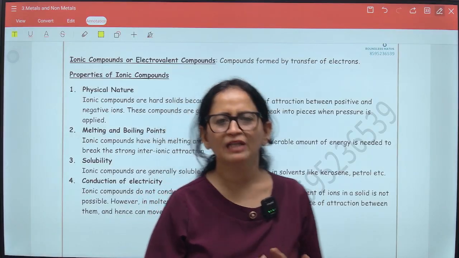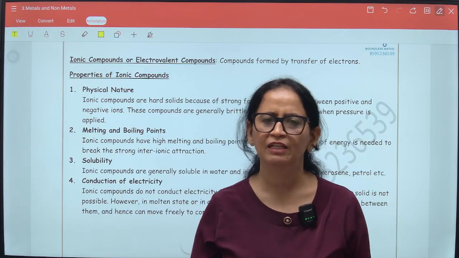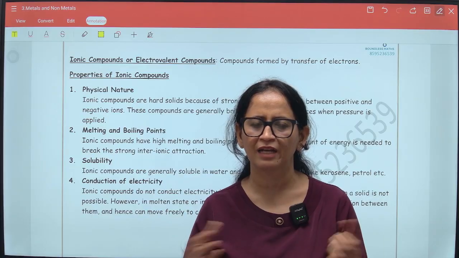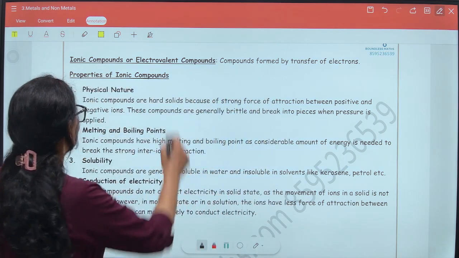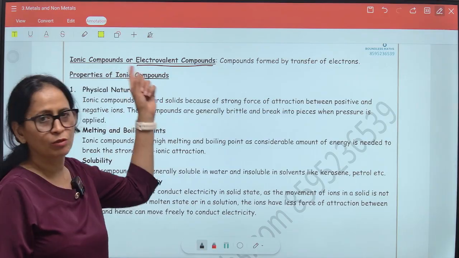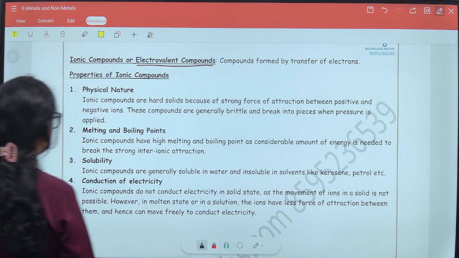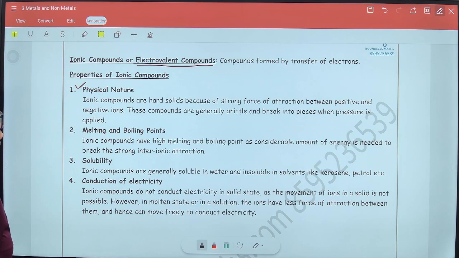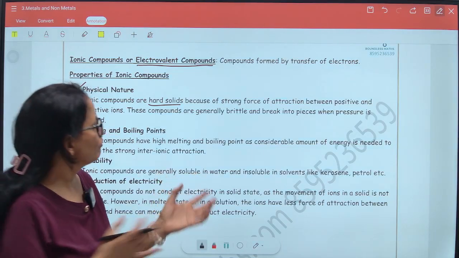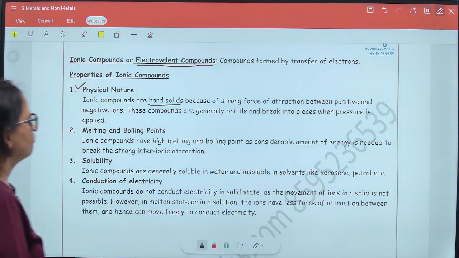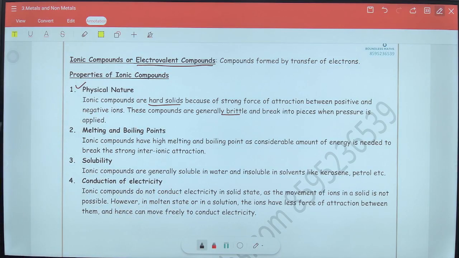These compounds are called ionic compounds because they are formed by transfer of electrons, and this transfer of electrons creates ions of opposite charges that get attracted to form these compounds. The other name for ionic compounds is electrovalent compounds. They are formed by transfer of electrons. So the first is physical properties. All these ionic compounds are hard solids because they have a strong force of attraction between the positive and the negative ion. However, these compounds are generally brittle and break into pieces when pressure is applied on them.